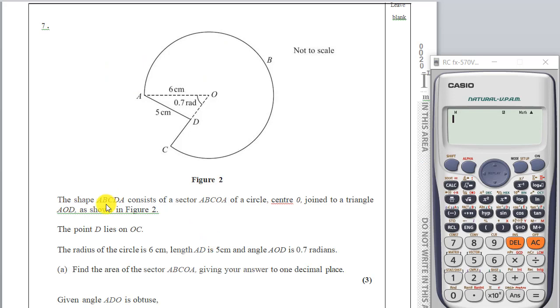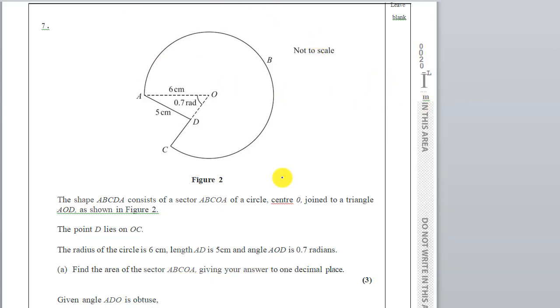The shape ABCDE consists of sector ABCOA of a circle with center O, joined to the triangle AOD as shown in the figure. The point D lies on OC, which is this point. The radius of the circle is 6 cm, length AD is 5 cm, and the angle AOD is 0.7 radians, which is this angle. Find the area of the sector ABCOA, giving your answer to 1 decimal place. So it's very important to give the answer to 1 decimal place.